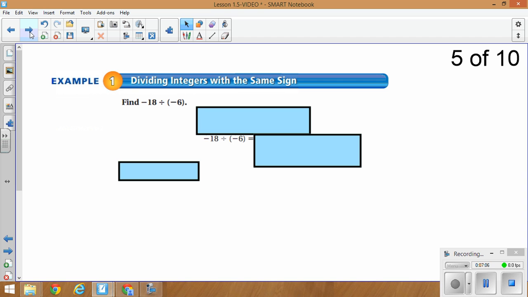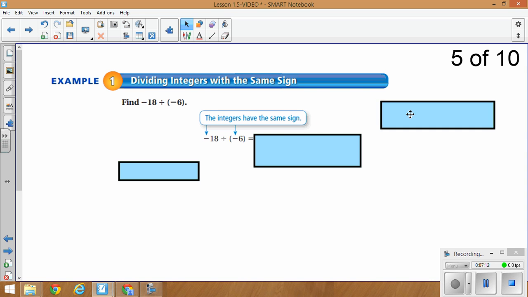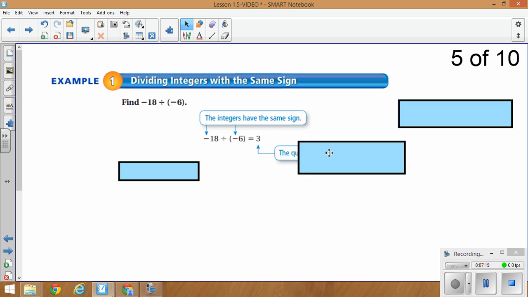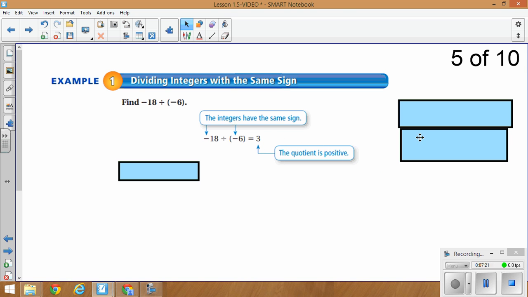Now we're on slide 5 of 10. We have negative 18 divided by 6. First thing, notice the signs: the integers do have the same sign, so my solution is going to be positive. My quotient is positive. So the final answer is 3.